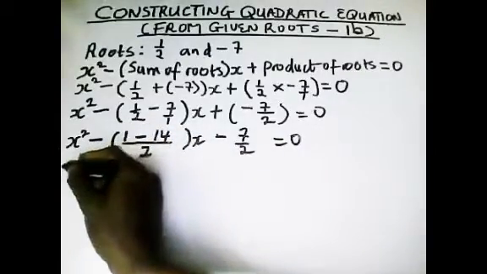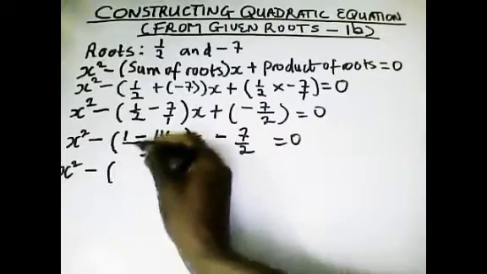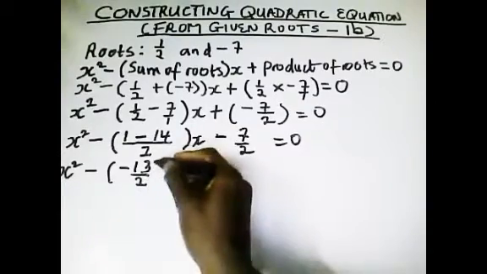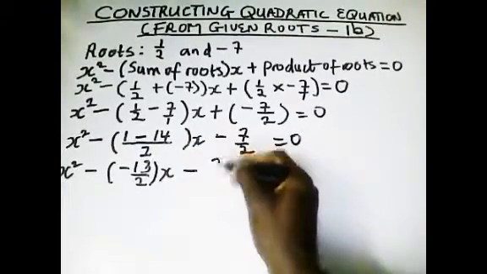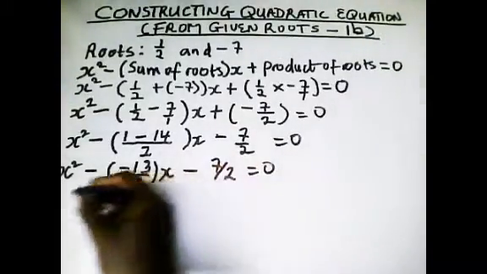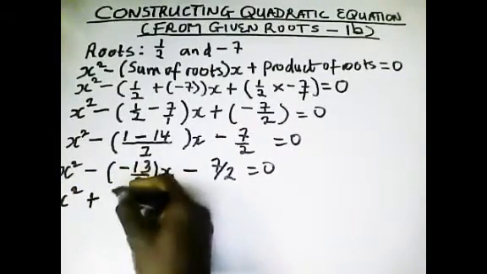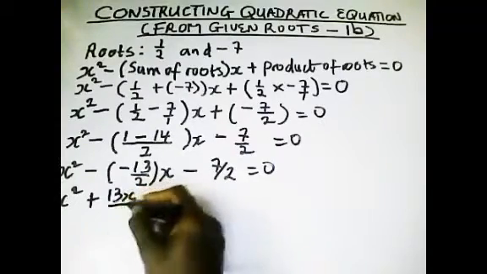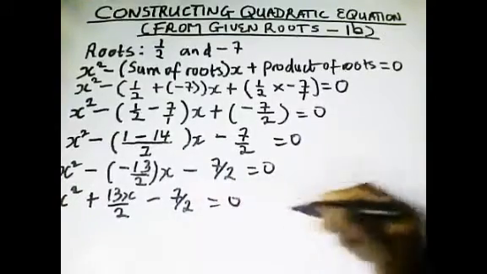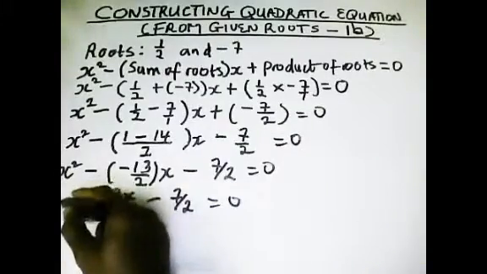Now quickly, here we have x squared, then we have minus, open bracket, 1 minus 14 will give us minus 13, then we divide that by 2, then we put our x outside the bracket, then we have minus 7 upon 2, all equals 0. And eventually, if we clear the bracket here, we have minus minus, which gives us plus, then we have 13x upon 2, then minus 7 upon 2, all equals 0. Let's quickly correct this and write it very well.